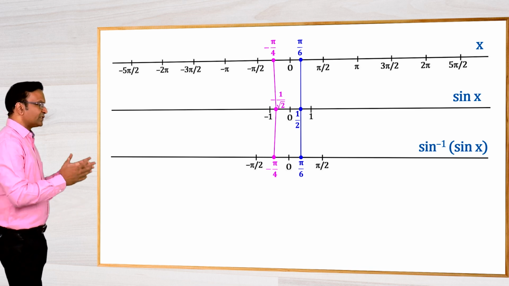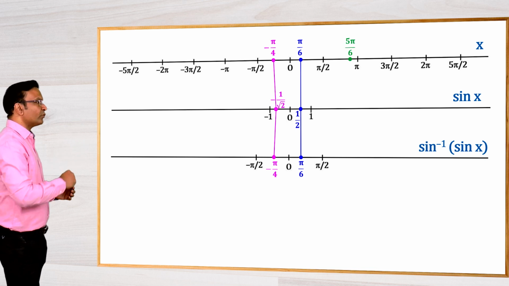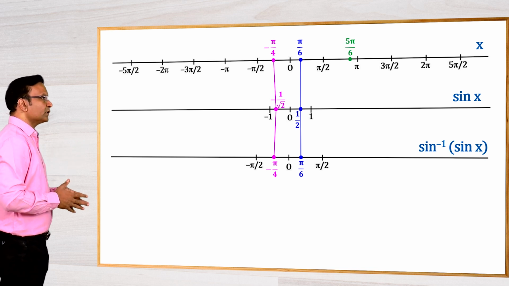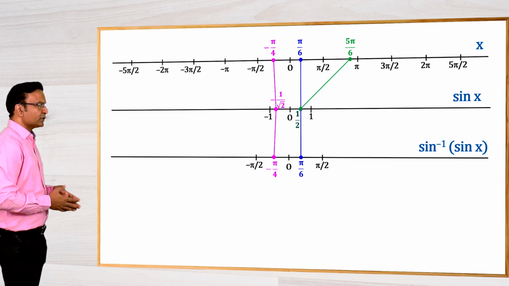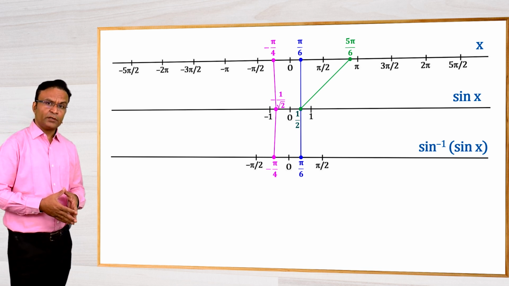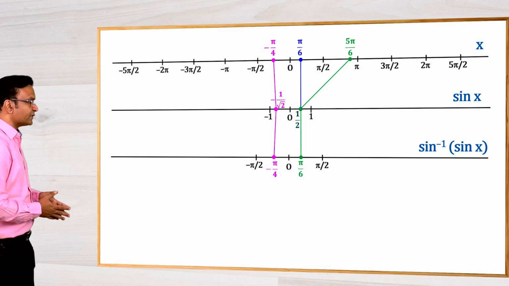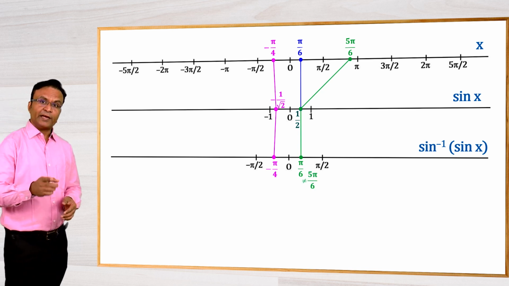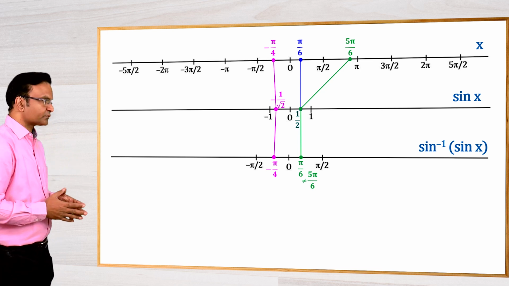This time sin inverse of sin 5 pi by 6. So we have 5 pi by 6 here. For this value of x, sin x is half, because 5 pi by 6 is the angle of the second quadrant for which sin x is half, and again sin inverse half is pi by 6. This time I am not getting 5 pi by 6, I am getting pi by 6.